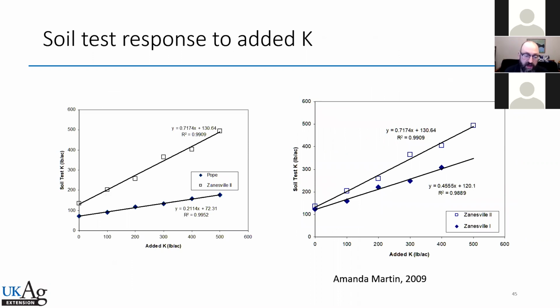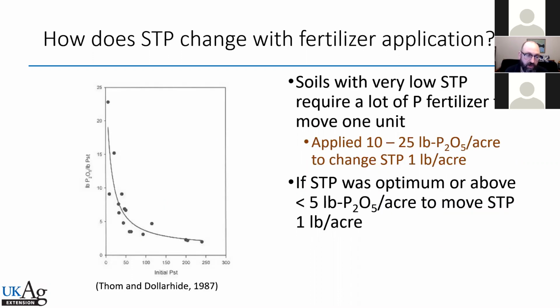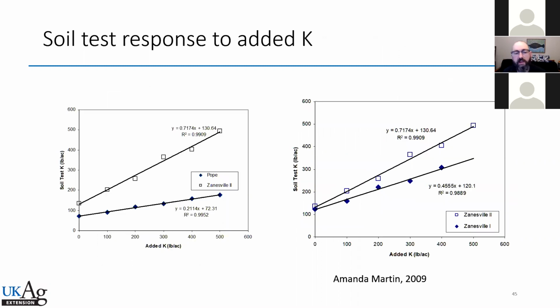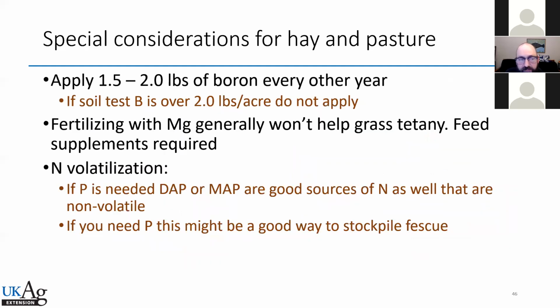If your potassium gets low, it's more linear. So if we look at phosphorus, this was initial soil test, pounds of P2O5 per pound of soil test change. And so you see it's non-linear, right? Real high at the low soil test, real lower rate needed at the higher soil test. But when we look at soil test K versus added K, how much it changes, with K, it's more linear, so it's not as bad.